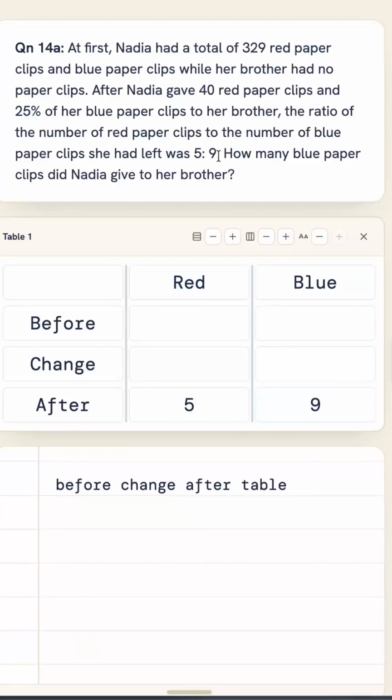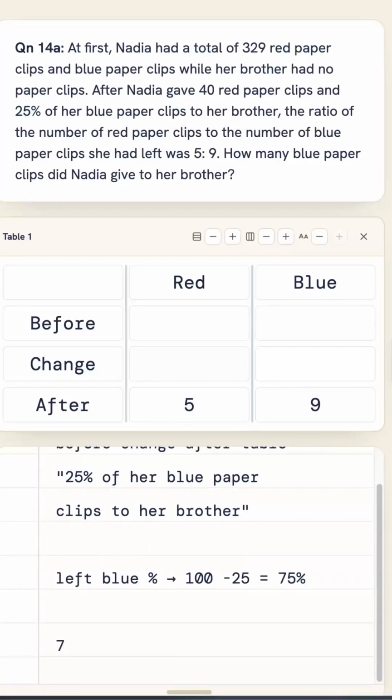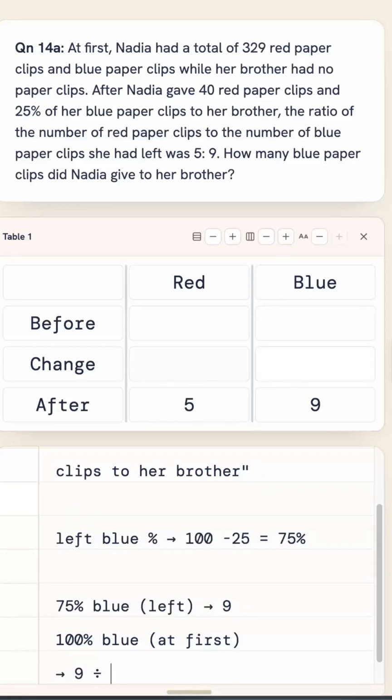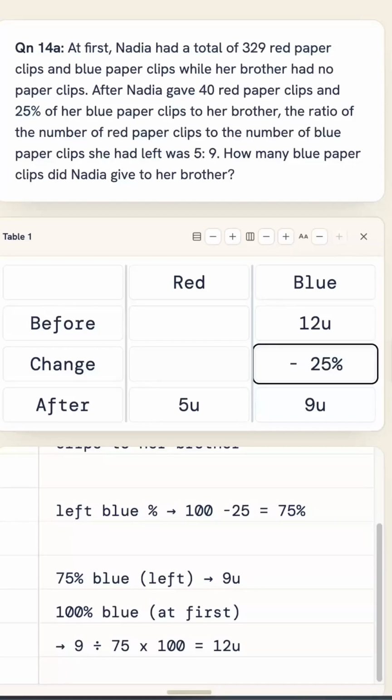So we always start from where it's very easy to start with, which is the ratio. Then the question says 25% of her blue paper clips were given to her brother. So what's left of the blue in terms of percentage is 100 minus 25, which becomes 75%. So 75% of blue left is 9 units. Then 100% of blue, which is at first, would be equal to 9 divided by 75 times 100. And this will give us 12 units. So blue at first will be 12 units. If we minus 25%, this will give us 9 units.